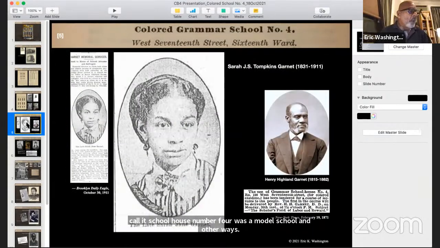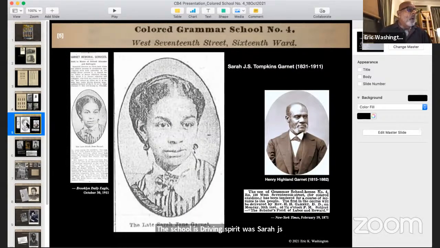The school's driving spirit was Sarah J.S. Tompkins. Her appointment on April 30th, 1863, as the Civil War raged, made her the city's first Black public school principal. Tompkins was a highly influential educator and community activist throughout her tenure. In March 1871, she initiated a series of public lectures at the schoolhouse. The first speaker was the Reverend Henry Highland Garnet, renowned former abolitionist, orator, and statesman, whom Tompkins married 9 years later, becoming thereafter familiar as Sarah Garnet.